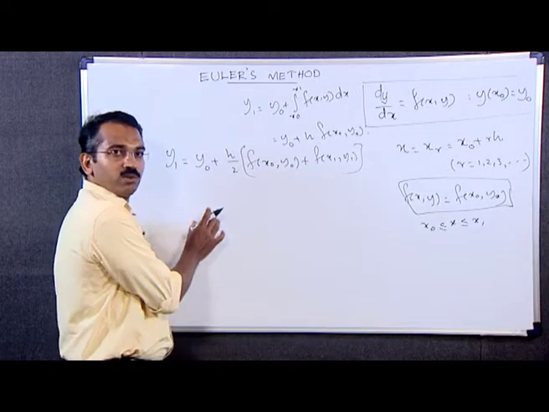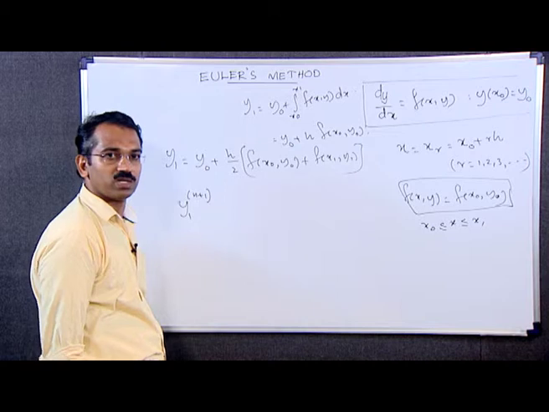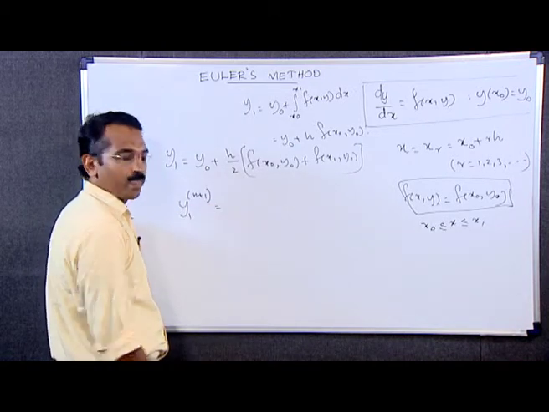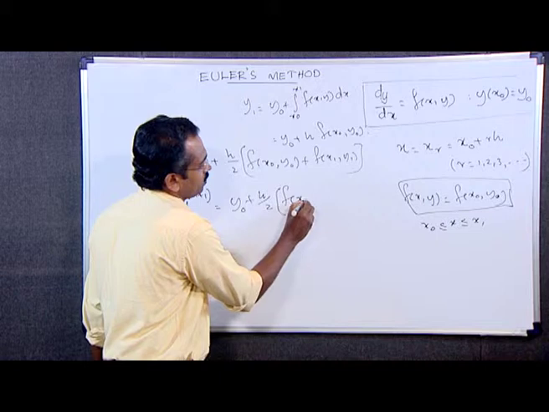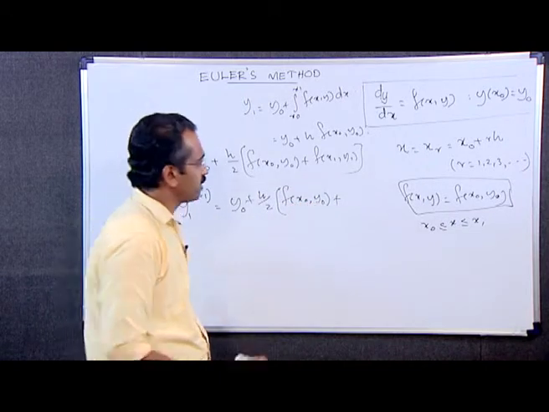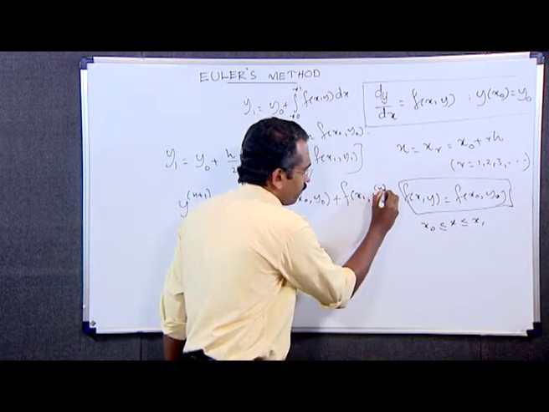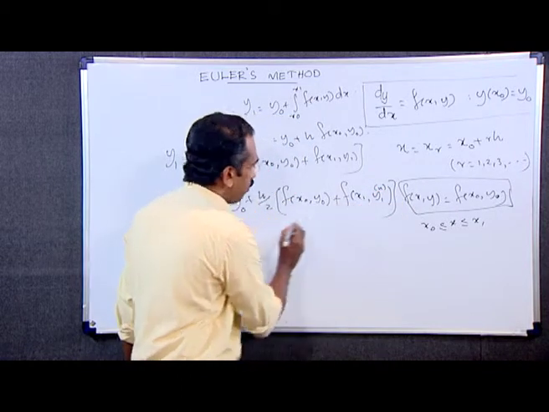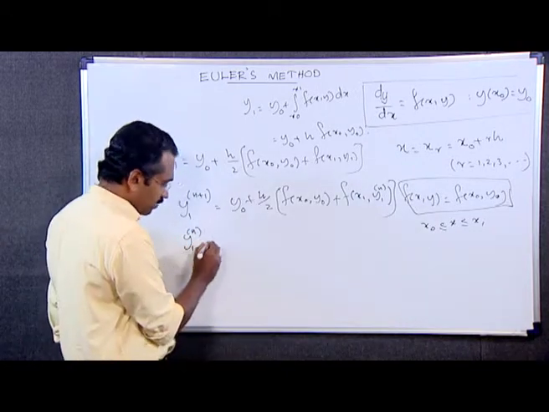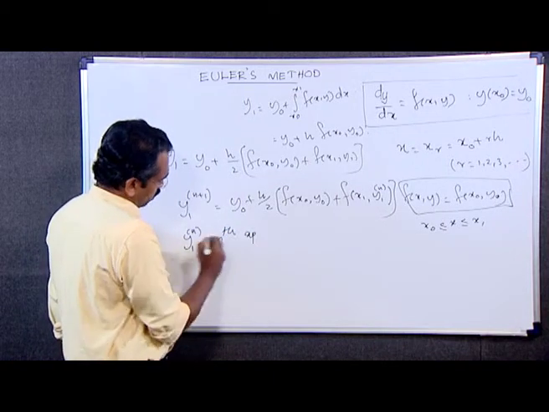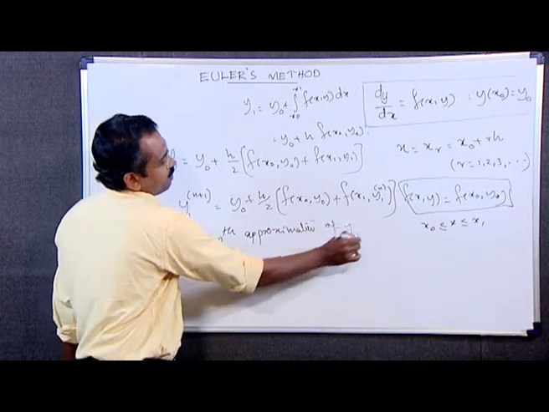The corresponding iterative formula can be written as y1 superscript (n plus 1), that is the n plus 1 approximation of y1, which is equal to y naught plus h by 2 into f of x naught, y naught plus f of x1 comma y1 superscript n, where this y1 superscript n denotes the nth approximation to y. y1 n means nth approximation of y1.